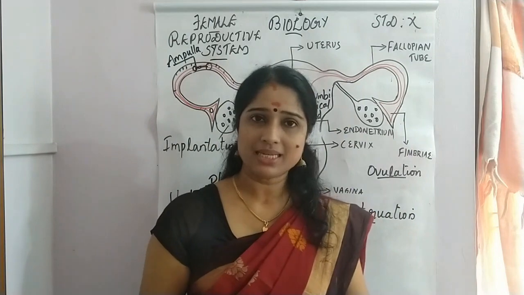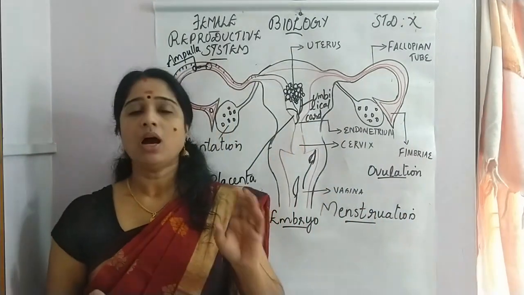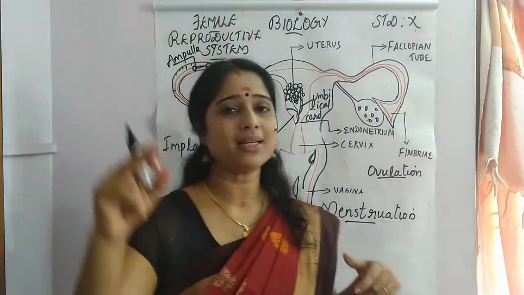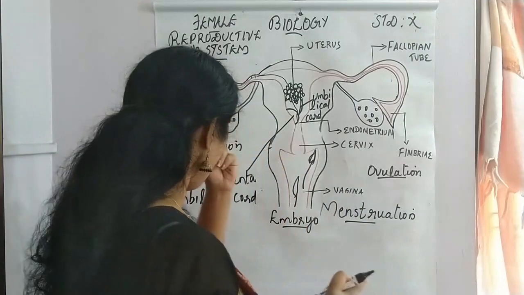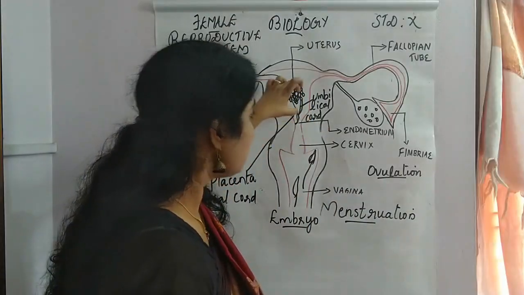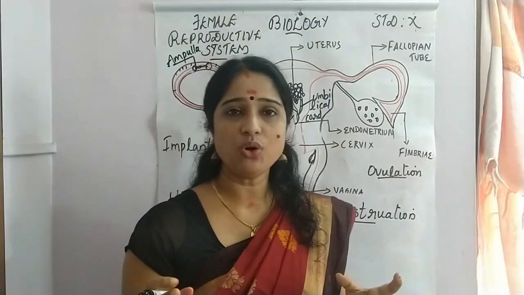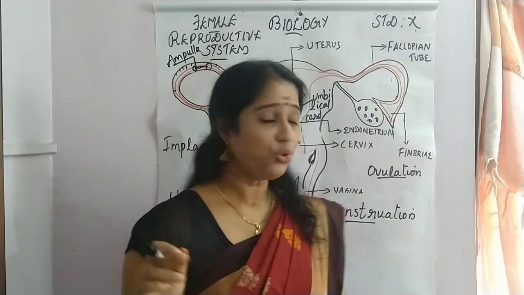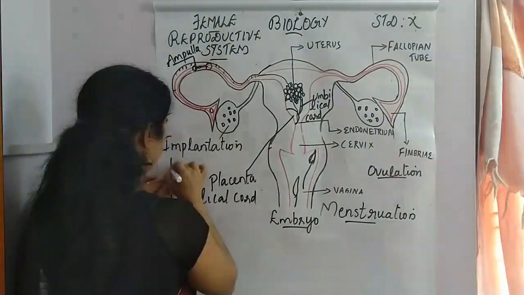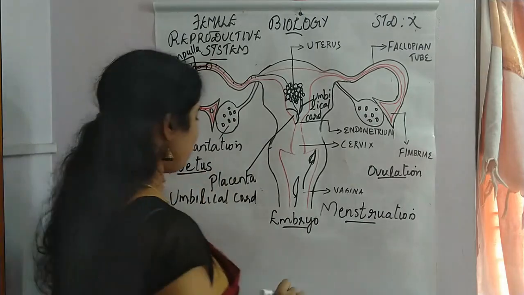So both are different. Placenta is the disc-shaped structure attached to the wall of the uterus. Umbilical cord is the tube that connects the embryo and the mother. Please don't get confused. And you know what happened? The embryo divides so many times, and gradually, within 2 to 3 months, it develops all the body parts. Then we can call it as what?